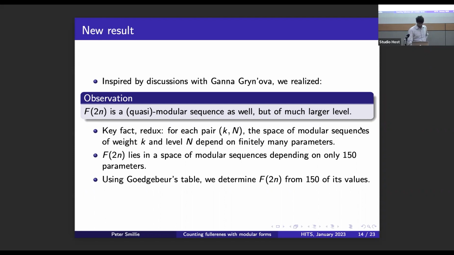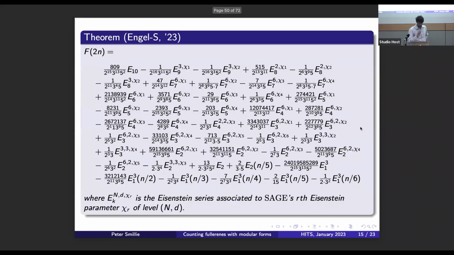And this is what we got. So this is the answer. This is how many Fullerenes there are exactly, mathematical Fullerenes with 2n carbon atoms. You'll hopefully recognize that first term is the asymptotic term that we had before.